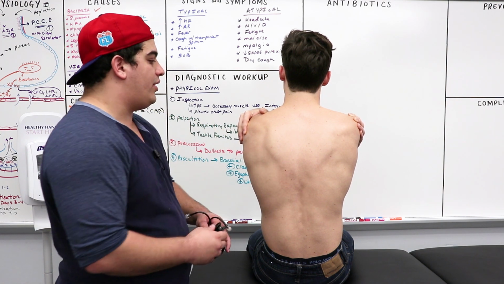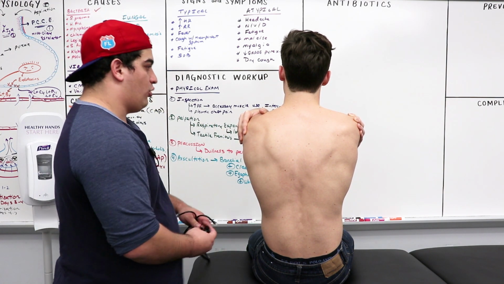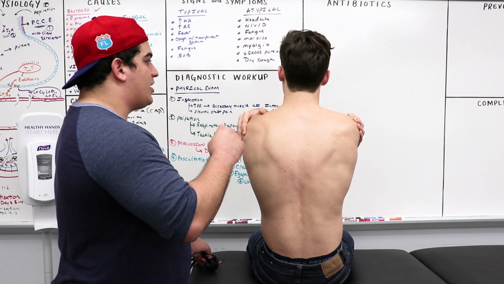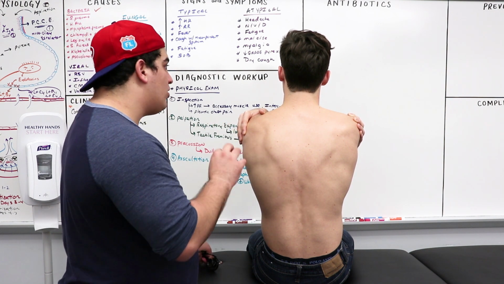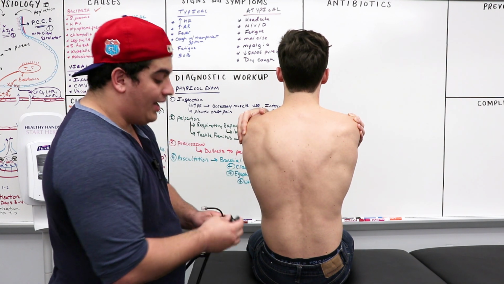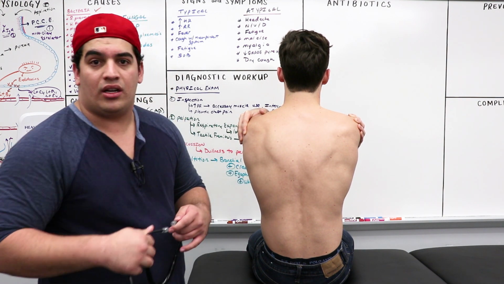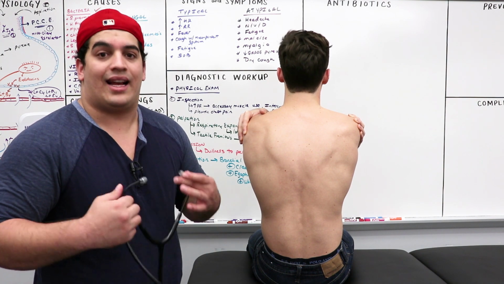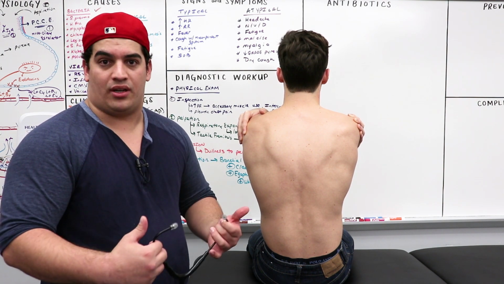The last one I'm going to have you do here, Jeff, is whispered pectoriloquy. I'm going to have you whisper for me 1, 2, 3, very, very softly every time I put my stethoscope on your back here, okay? Again, I shouldn't be able to hear it very clearly and distinctly. If I do, that's again a sign of consolidation or increased lung tissue density.